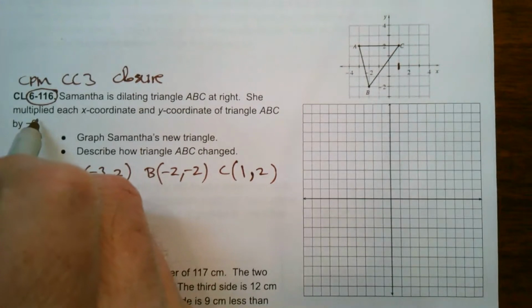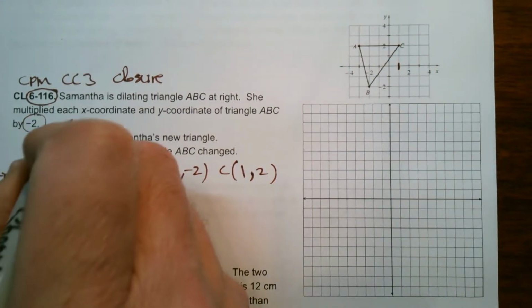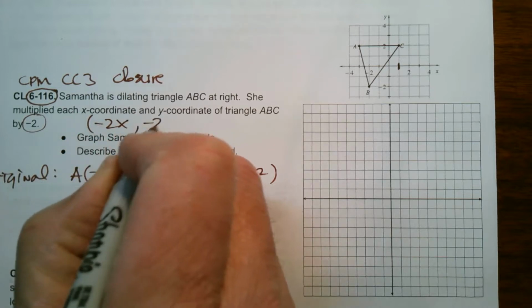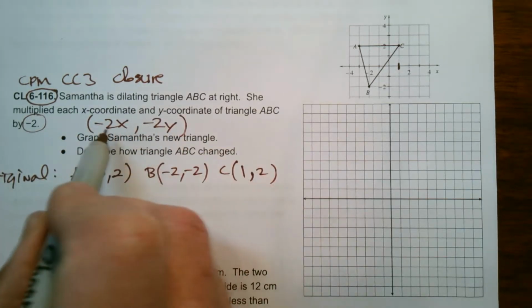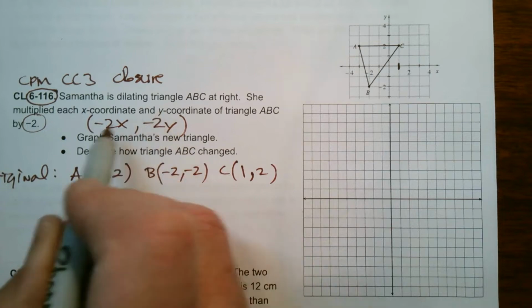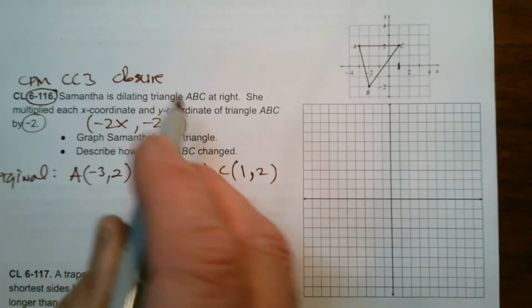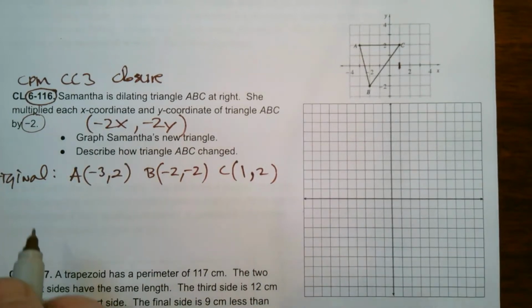So if I'm going to multiply each coordinate by -2, what is that expression? That would be (-2x, -2y). I'm going to take each coordinate and multiply by -2: -2 times x, -2 times y. So that's the expression that shows this transformation.